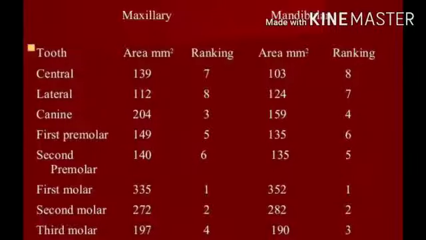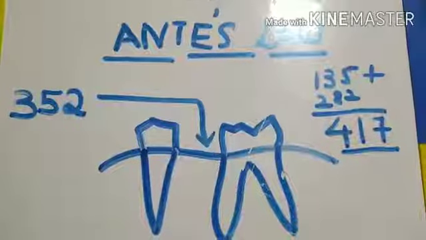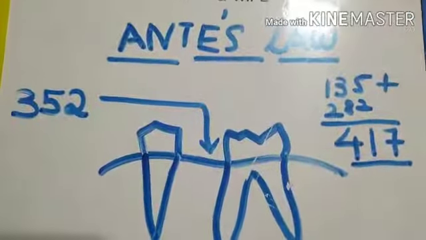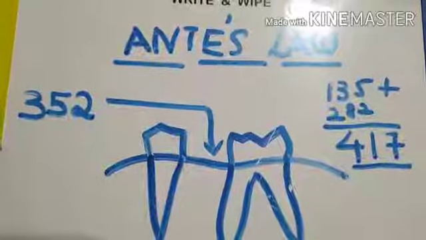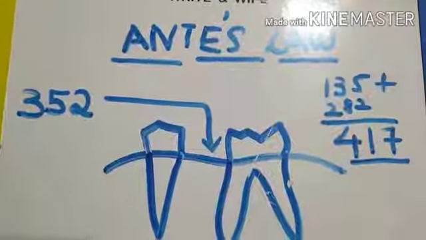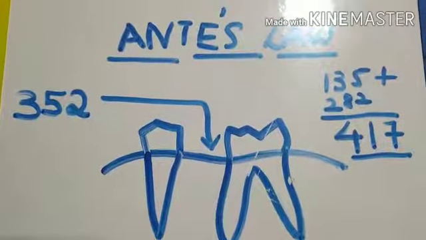So this is the chart of the root surface area of all the teeth in the maxillary and the mandibular arch. So accordingly, you will have to learn it so that you can calculate it for decision making of the FPD. Learn how to calculate the Ante's law and how to decide whether we can replace a missing tooth or not in a particular situation.